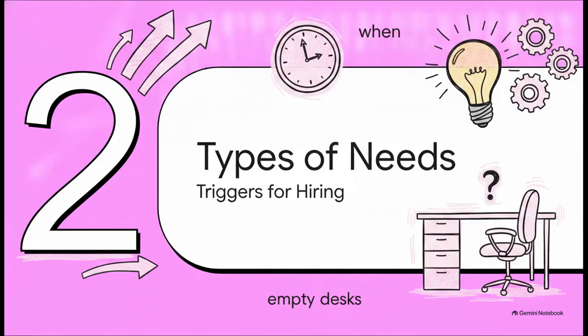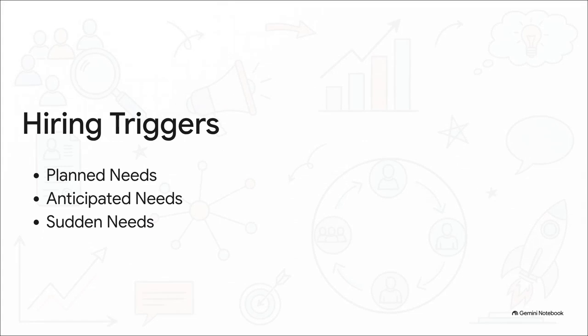Moving right along to Section 2, the types of recruitment needs. So, we know the why, but let's look at the when. What actually triggers HR to jump into action? There are generally three distinct needs. First, we have the planned need. This is something you know well in advance, like an employee's scheduled retirement. You have plenty of runway to prepare.